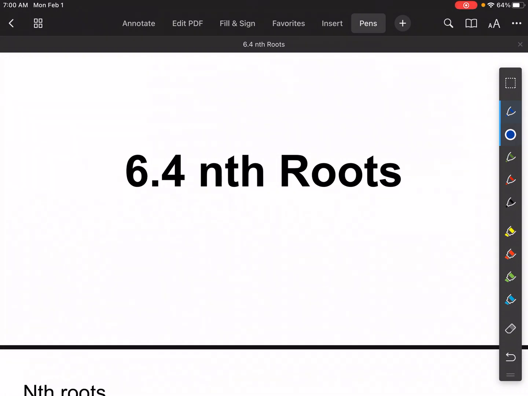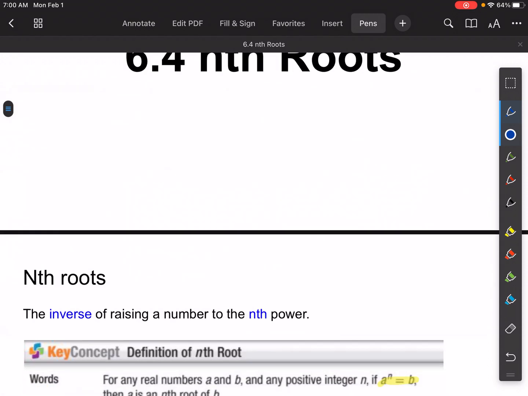Alright guys, welcome to 6.4. Today we are talking about nth roots. So let's get right into it.